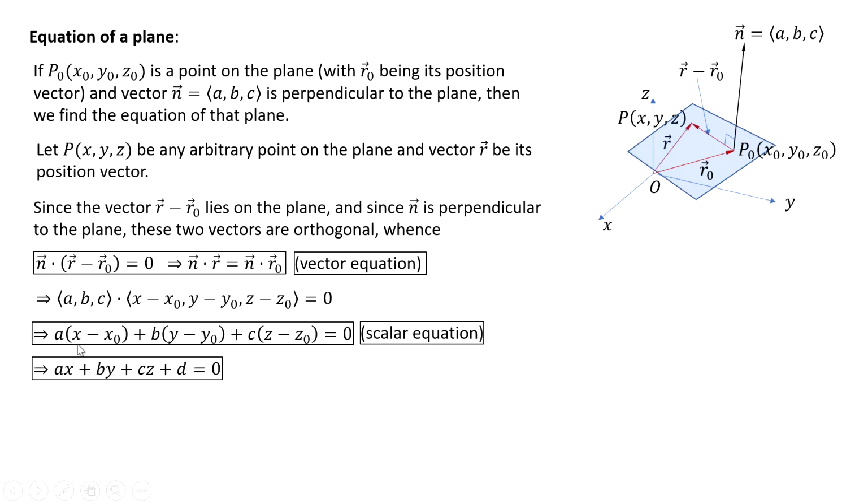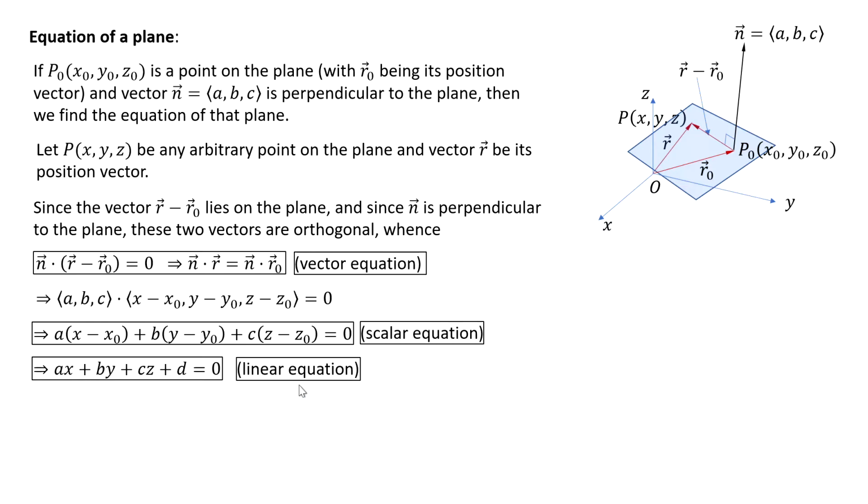Well, A is a constant. x sub 0 is a known point, so it's a constant. So a times x sub 0, just multiply out. All of those things, add them up and call it a single d. So d is nothing but minus ax sub 0 minus by sub 0 minus cz sub 0. And so that's the linear equation.